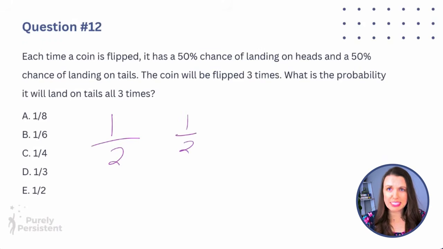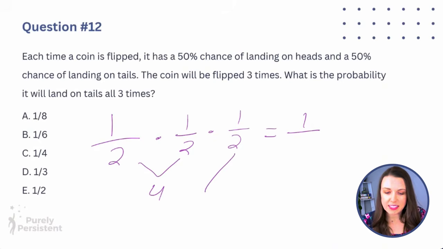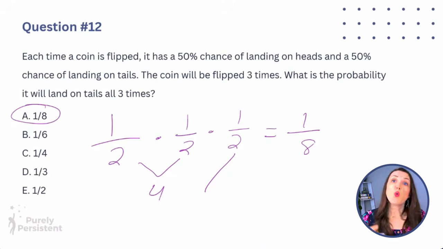And then the second time is going to be the same thing, right? Because it doesn't matter if you flip it one way the first time, the next time doesn't depend upon how it landed that first time. It's a 50-50 chance. So the first time, the second time, and the third time. So we're actually going to multiply all of these together. And when we're multiplying fractions, we just go straight across. So 1 times 1 times 1 is 1, and 2 times 2 is 4, and then 4 times 2 is 8. So my answer is A, 1 over 8 chances that it will land on tails all 3 times.